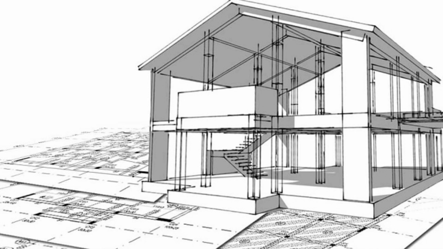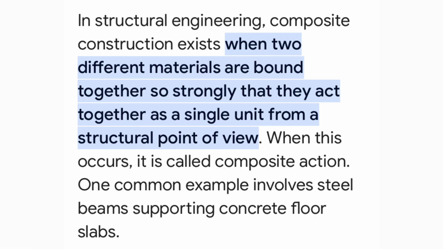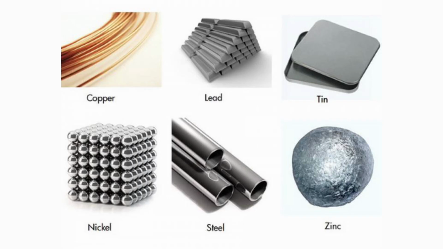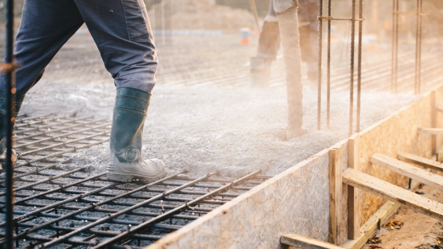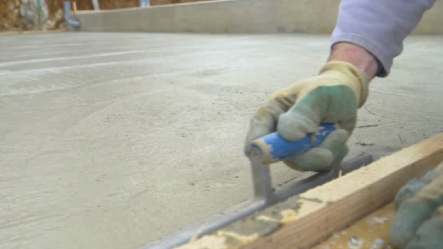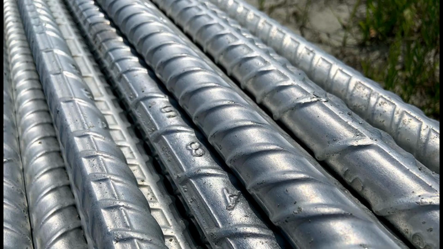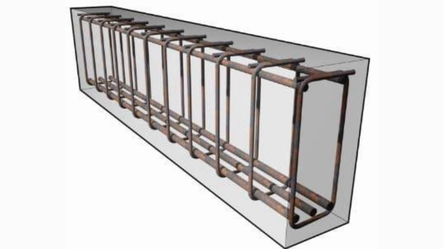In structural engineering, composite materials are defined as materials that work together as a single unit. However, they are made up of more than one material. A famous example of that would be reinforced concrete, which involves the use of concrete and steel to form an element that works together as one.